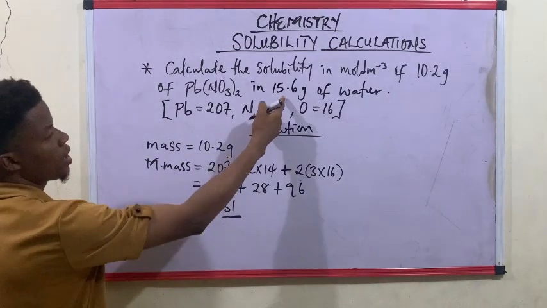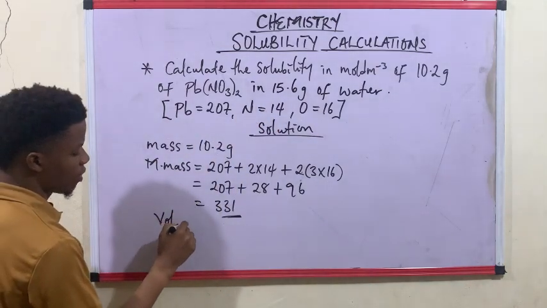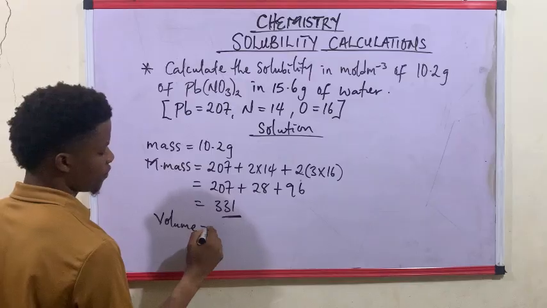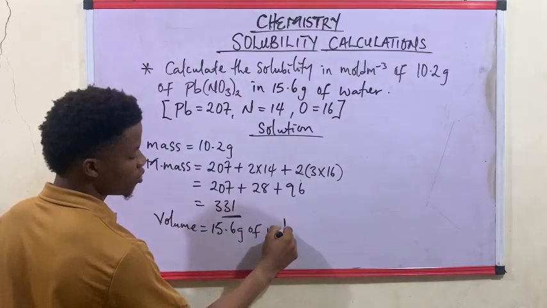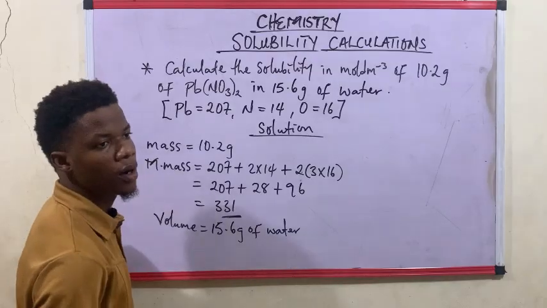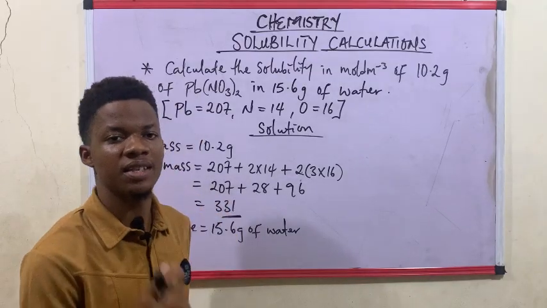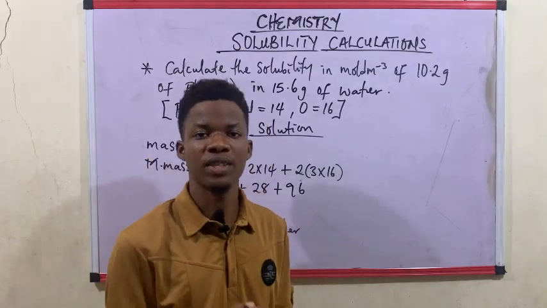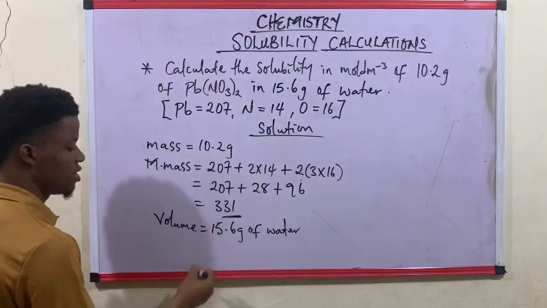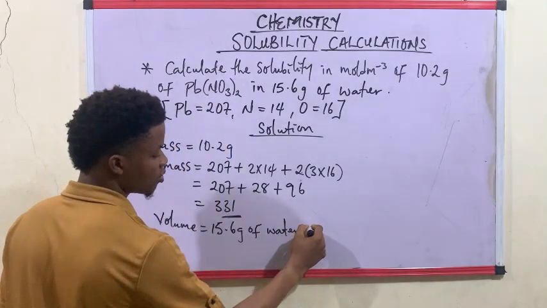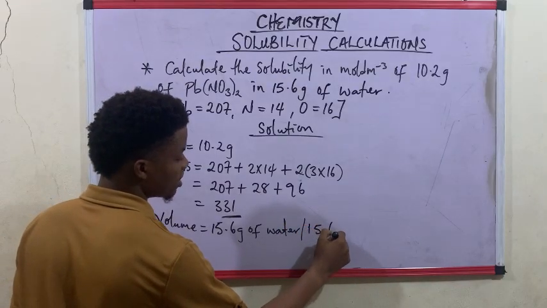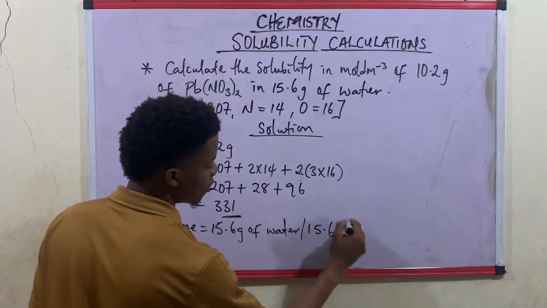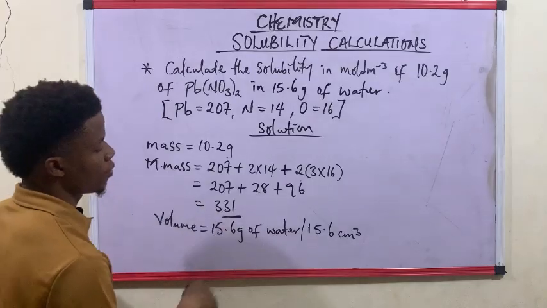Now we're given our volume. Our volume is what? 15.6 gram of water, right? Remember I told you the mass of water is the same as the volume of water in centimeter cube. So this is still the same thing as saying 15.6 centimeter cube of water.